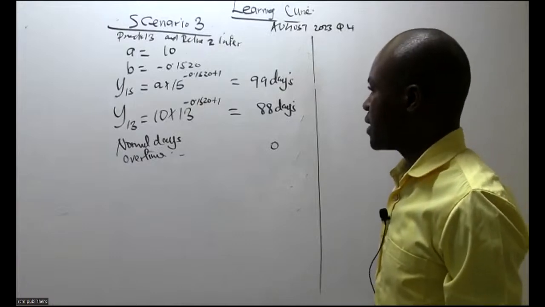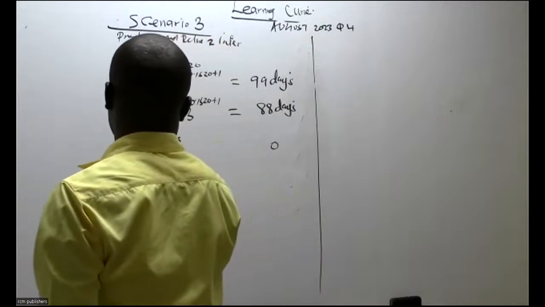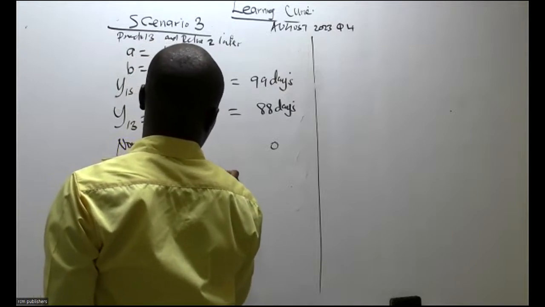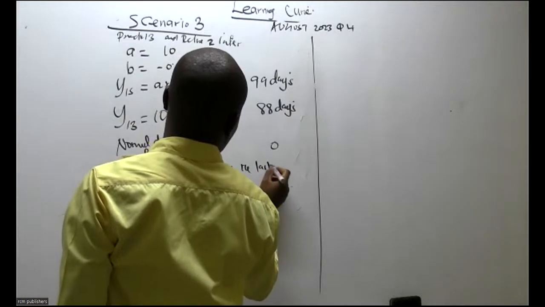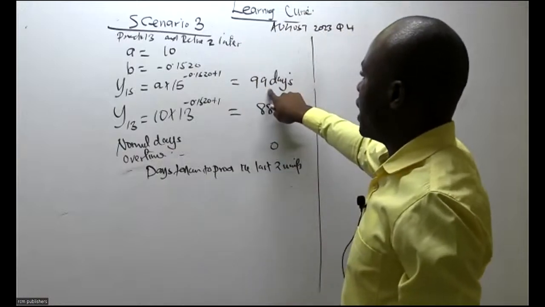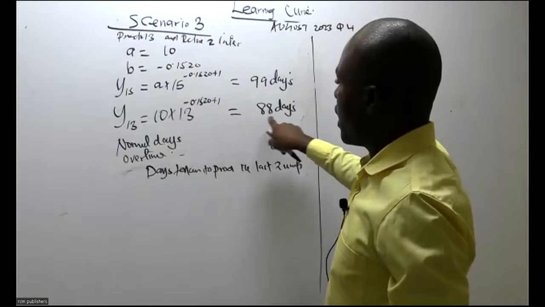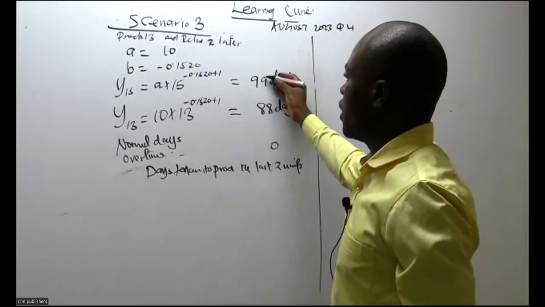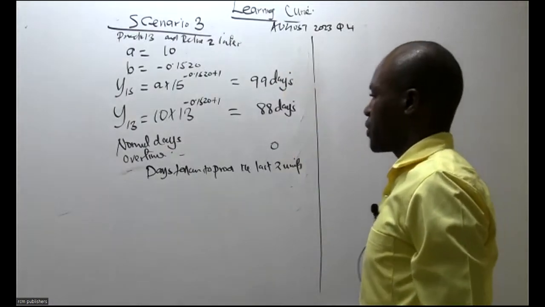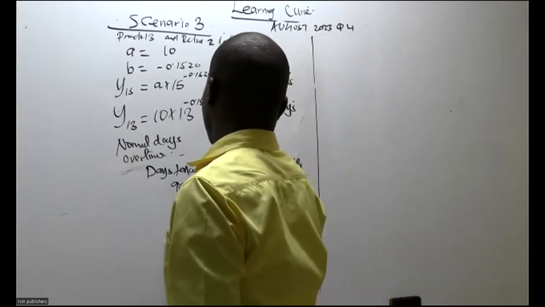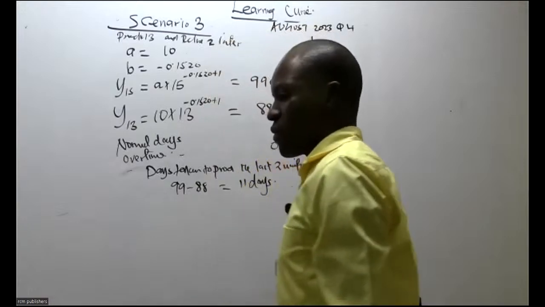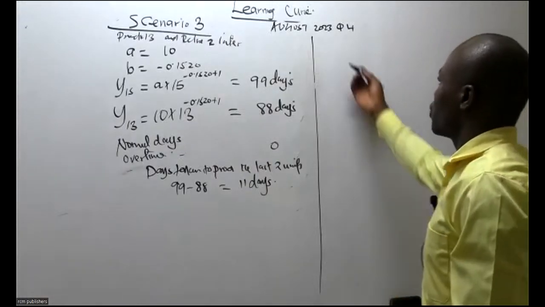Great. Having done that, we want to take days taken to produce the last 2 units. They took 99 days to produce 15 units. They took 88 days to produce 13 units. The difference will be the time taken to produce the last 2 units. So how many days are those? Tutakuwa na ngapi? 11 days. Let's now go to the summary table here.